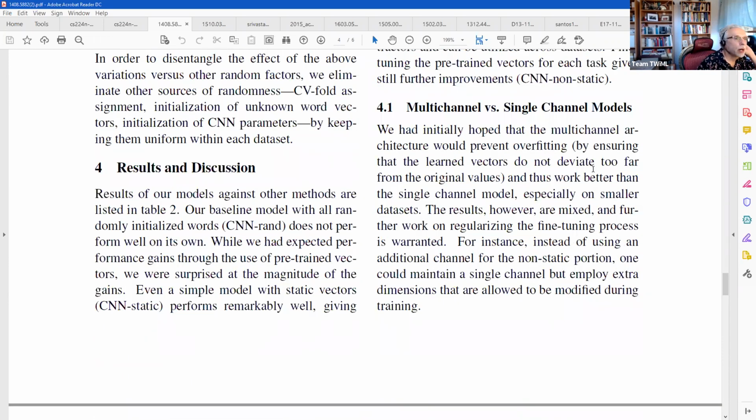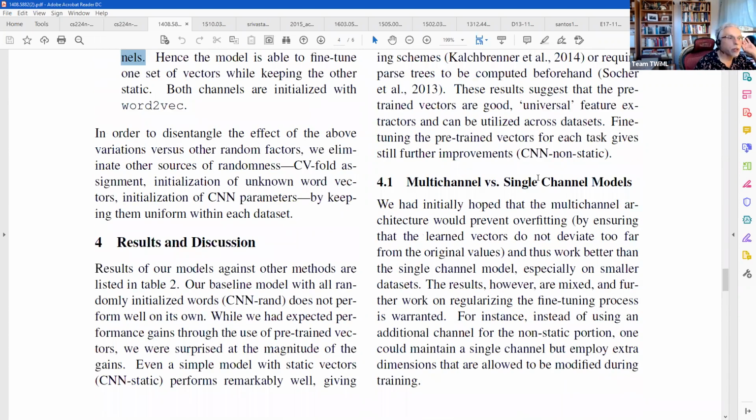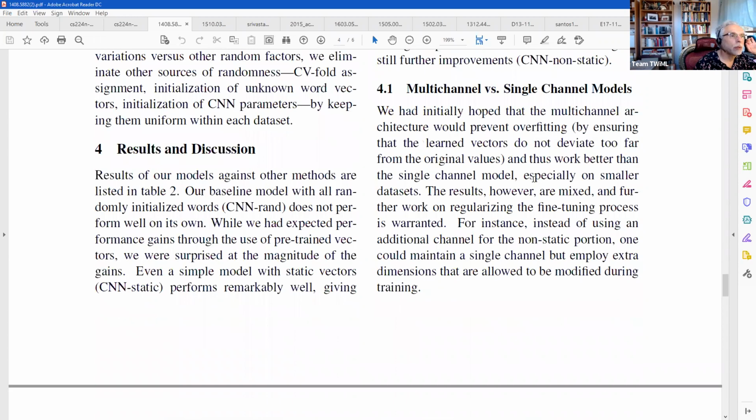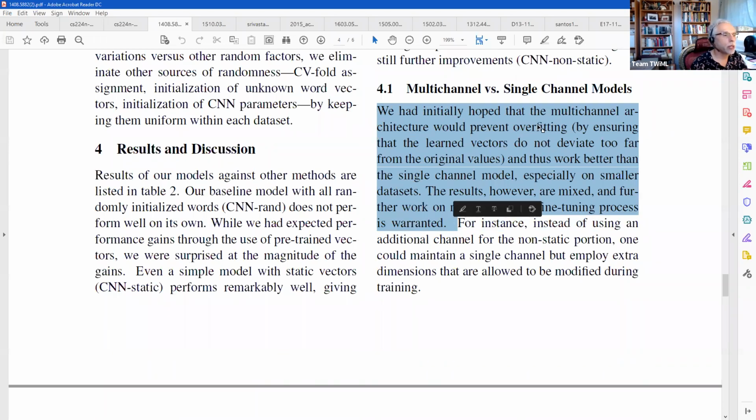Results and discussion. I think we have to stop pretty soon, so I'm not going to go too much longer. He talks about the initial and multi-channel models. His idea for the multi-channel architecture is to prevent overfitting. The results are mixed and further work is needed. So he didn't find much of a benefit from the multi-channel model.